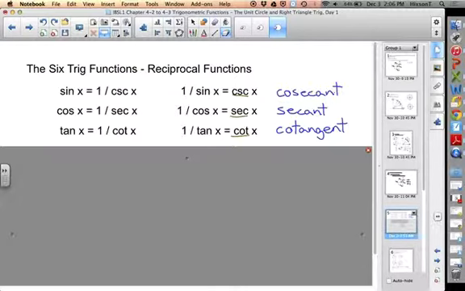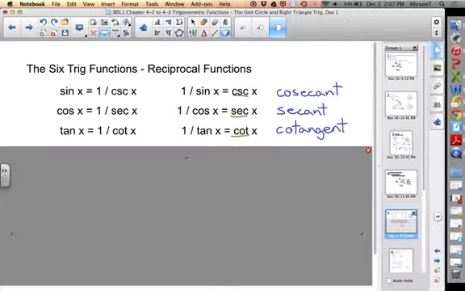For cotangent, if you look at a really old book, you might see CTN in there. I had an old book when I was in high school. We had two different books we used, and one used COT and one used CTN. But anyways, these are our six trig functions.